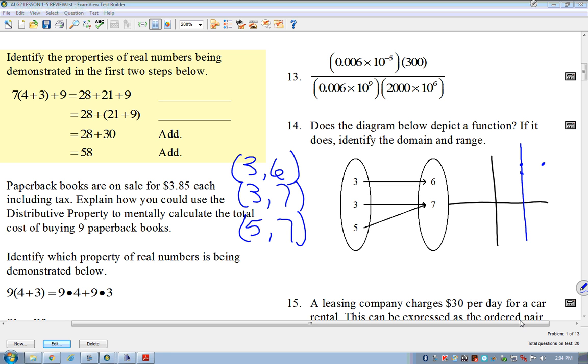So listen closely. Anytime I have a single input, that's an x value, that has more than one output, it is not a function. What input has more than one output? 3. Okay, so 3 has how many outputs? 2. What are they? 6 and 7. All right? Because this has 2 outputs, it's not a function. Does that help? Okay. All right, that's 14. We need 17 and 19.